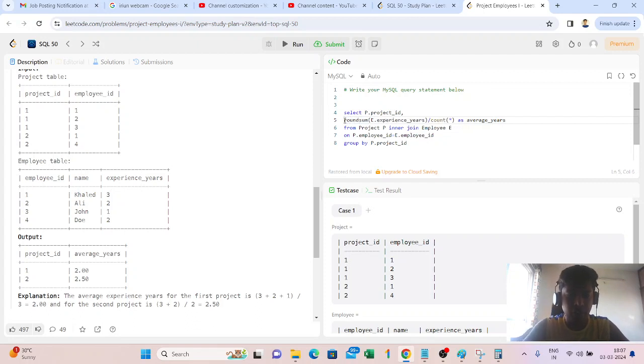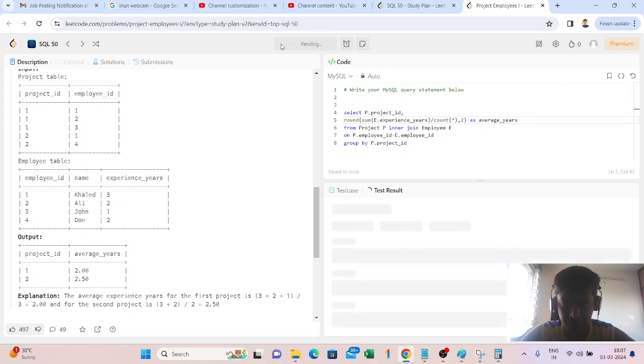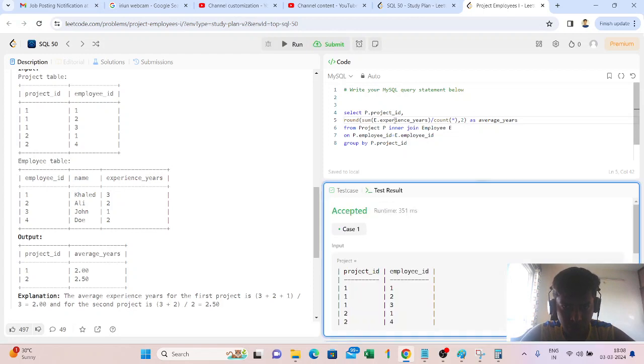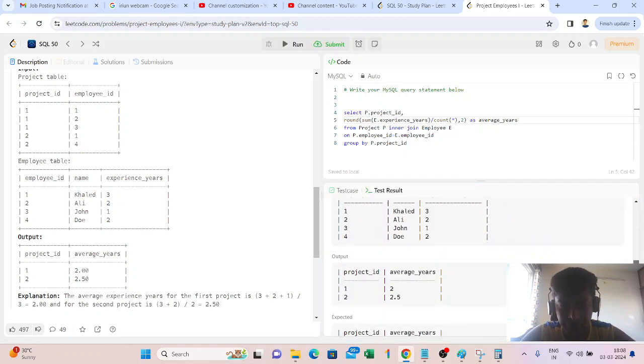Don't ever forget this round-off clause whenever it is asked, because the interviewer always sees how specific you are about the question, or how detailed you are in reading the question. So select P.project_id. We are summing the experience years and dividing by the total number of people present in a particular project, rounding off to 2. Then we have done an inner join, and we have done a group by. So it should work. This was a very basic, simple question, just testing your ability to find the average. And see, it is accepted.